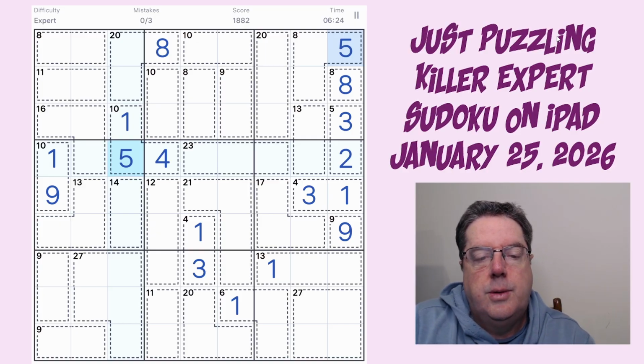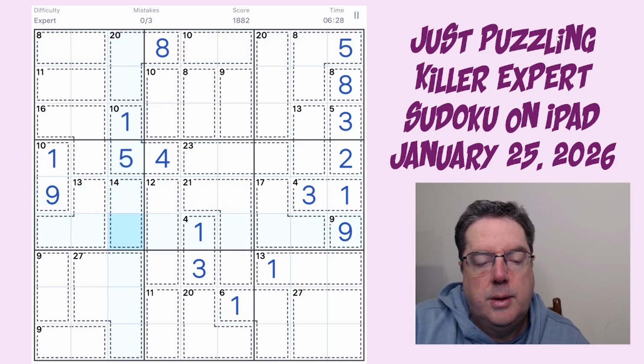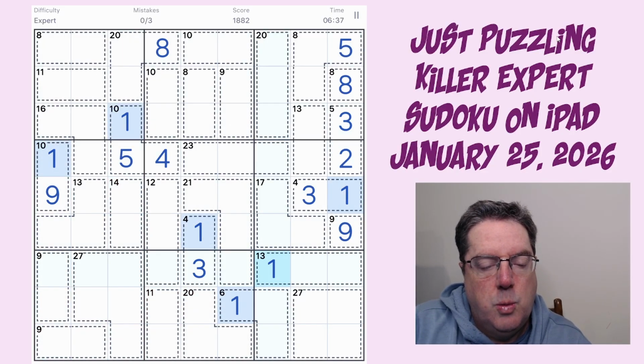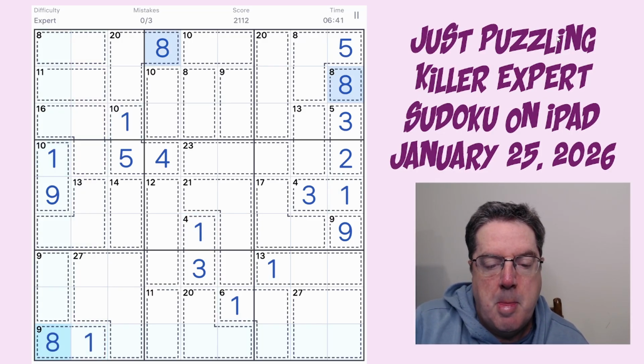So that makes this 9 and 3, because the 5's taken there. This is 8 and 6. 1 comes down here, 1 comes down here, 1 comes across here, 1 comes across here, so that's a 1, leaving this to be an 8 to get to the 9.